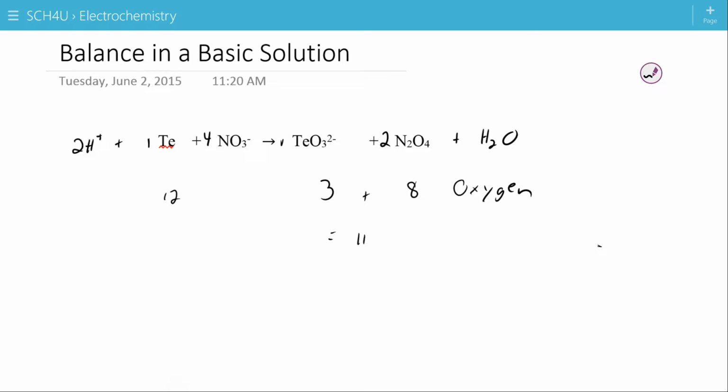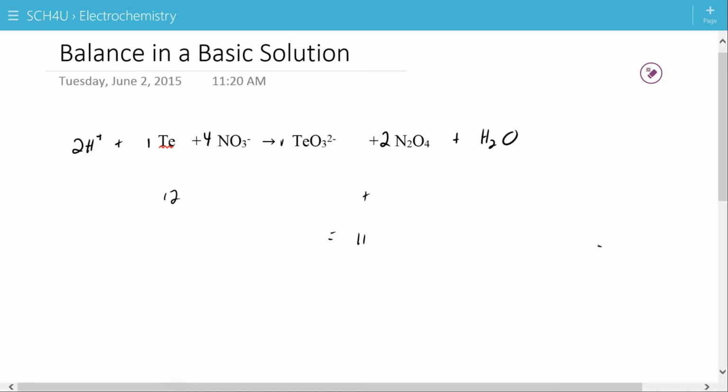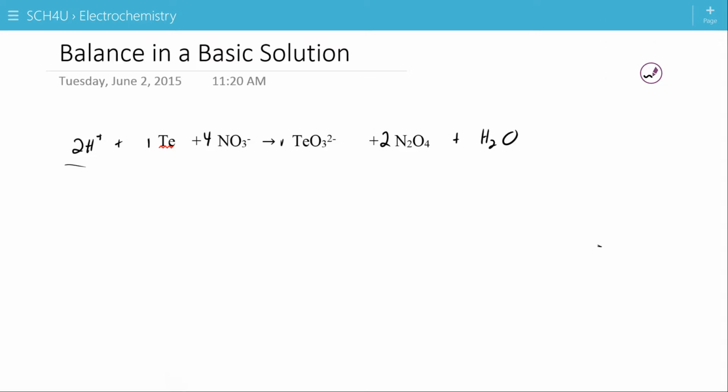So to take it from here and to balance it in a basic solution, we have to get rid of these hydrogen ions. The way we want to do it is we want to imagine reacting them with hydroxide ions, and then when a hydrogen ion and a hydroxide ion react, they produce water. So imagine I had 2 hydroxides here. And just like in math, whatever I do to one side of the equation, I want to do to the other side of the equation. So if I added 2 here, then I have to add 2 over here as well.